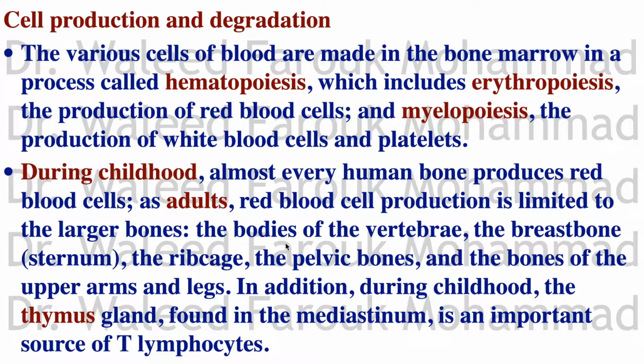About cell production, the production is called hematopoiesis. It takes two lines: erythropoiesis for the RBCs and myelopoiesis for the white blood cells and platelets. During childhood, it's produced in almost every bone in the body. In adults, it's only in the long bones like the upper and lower limbs, the pelvic bones, and the sternum. And in the child, don't forget the role of the thymus in the production of T lymphocytes. This is very important. The thymus, you all know, degenerates around 16 years of age, but still stores a good amount of T lymphocytes.